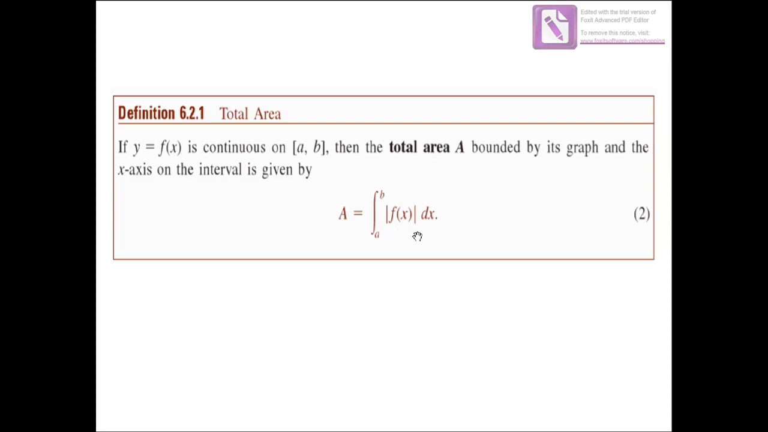But there is another definition which is called net area. When we evaluate the integral of f(x) from a to b without the absolute value, we say this one is the net area. But for the total area, we have to add the absolute value sign.